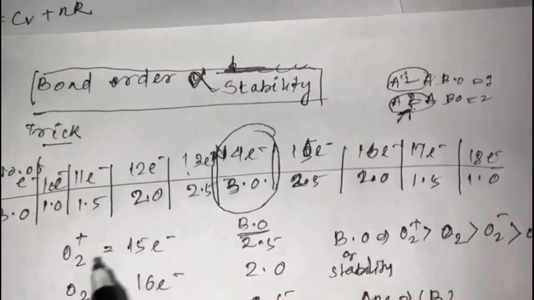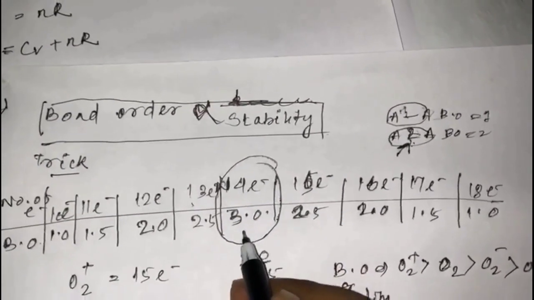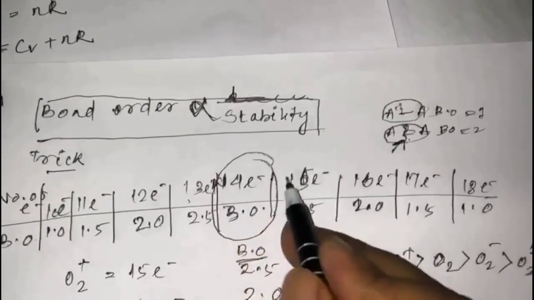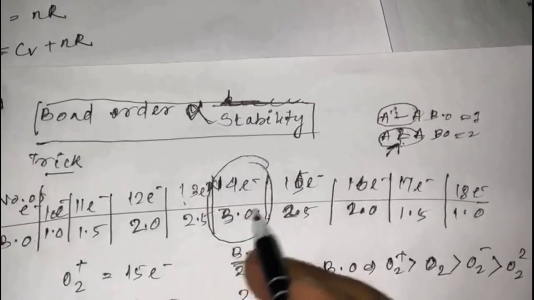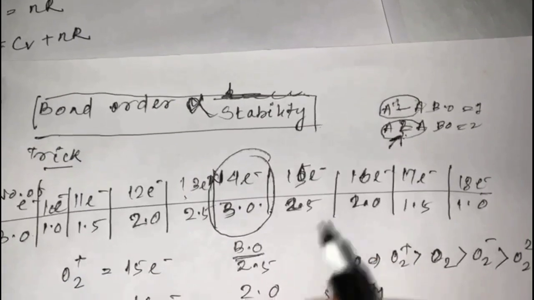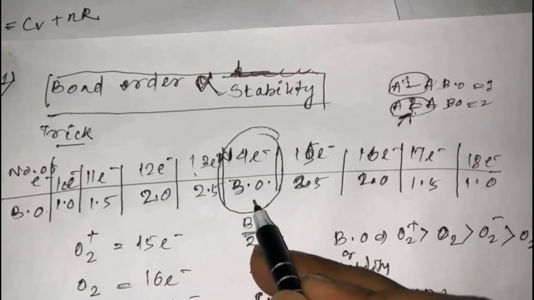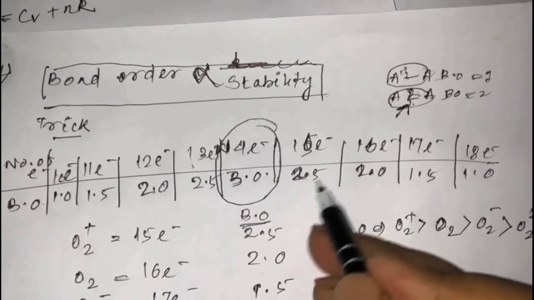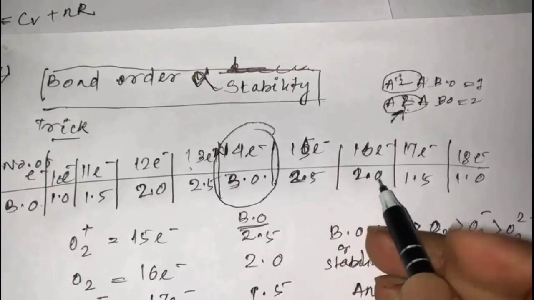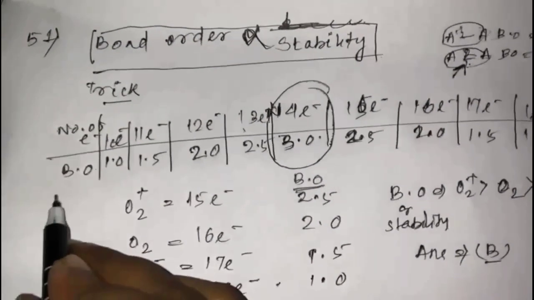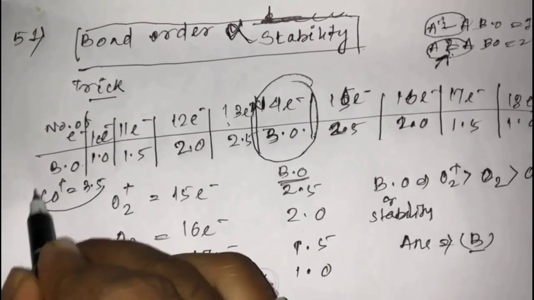Okay, so the trick is, if you have 14 electrons, then your bond order must be 3.0. If you are moving right by increasing 1 unit, the bond order will decrease by 0.5. If 14 electrons are present, then bond order must be 3.0. If 15 electrons are present, then bond order will be 2.5. If 16 electrons are present, then bond order will be 2.0. Okay, remember, here one exception is there, that is CO plus. The bond order for CO plus is 3.5.